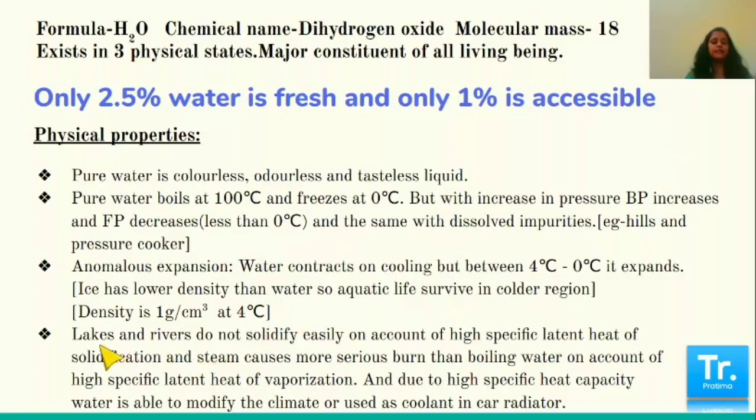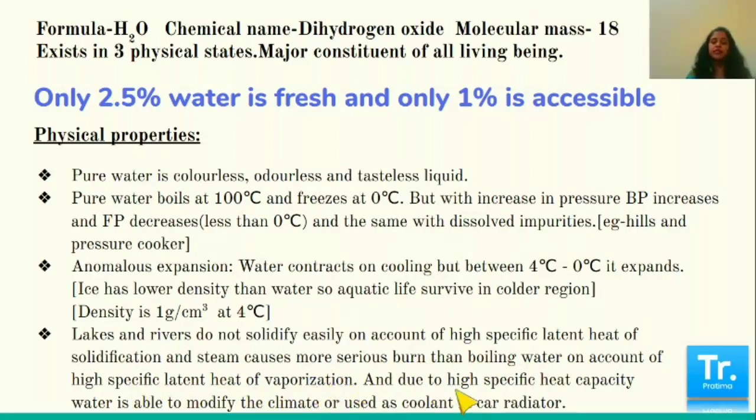Now next, the lakes and rivers do not solidify easily. You have seen this. It's a natural process. Lakes and rivers do not solidify easily on account of high specific latent heat of solidification. I will explain this. And another phenomenon that you see, steam causes more serious burns than boiling water on account of high specific latent heat of vaporization.